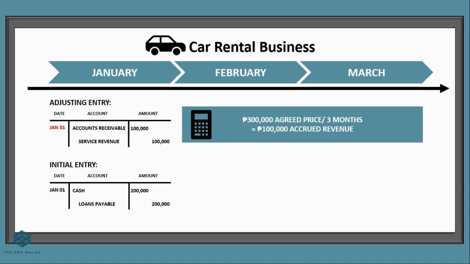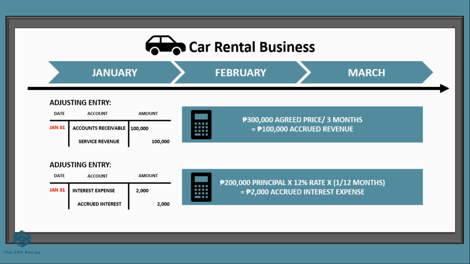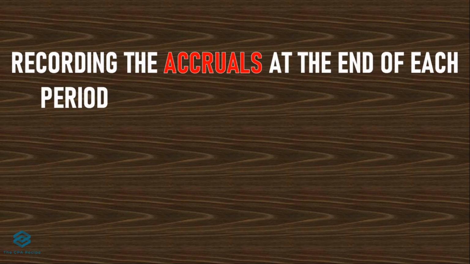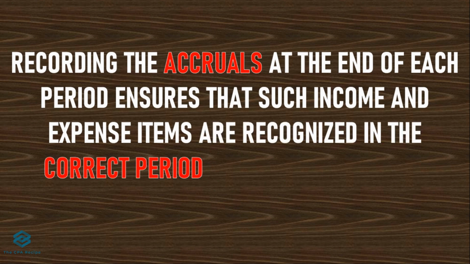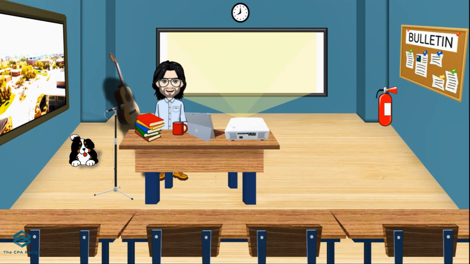Now, for the second transaction, at the end of the month, you should already recognize the interest na nag-accrue na sa account mo. Ibig sabihin nito, you already have the obligation to pay that interest even before the actual payment date. Thus, the entry will be like this. You will debit interest expense for 2,000 and credit accrued interest payable for 2,000. Bakit natin to ginagawa, Dud Pare Chong? Well, recognizing the accrued income and expense at the end of each accounting period ensures that the income and expense items are properly recognized in the correct accounting period and are accounted for completely.